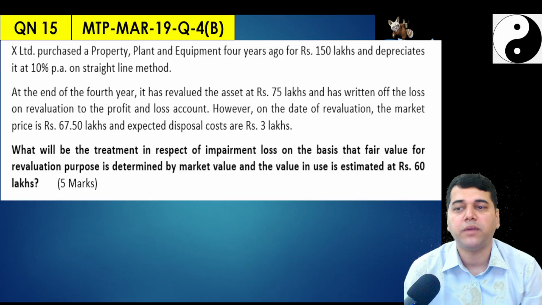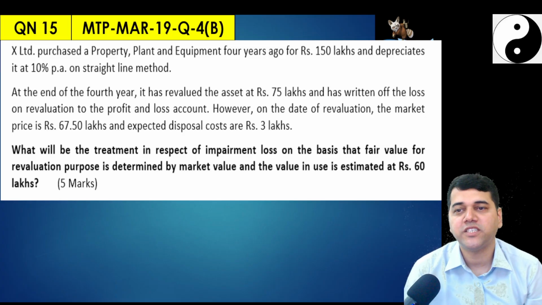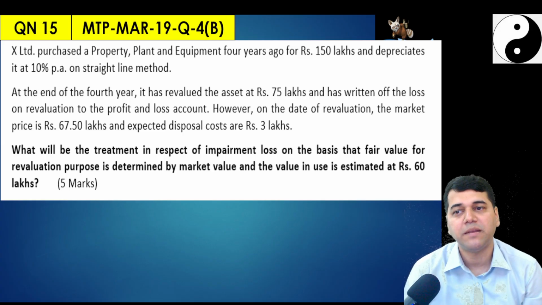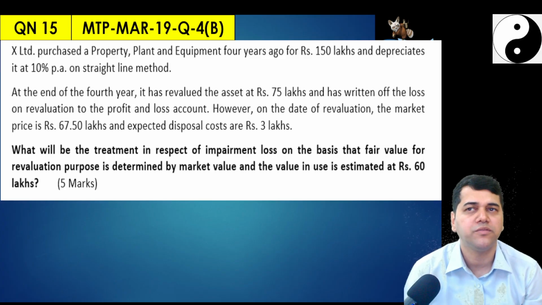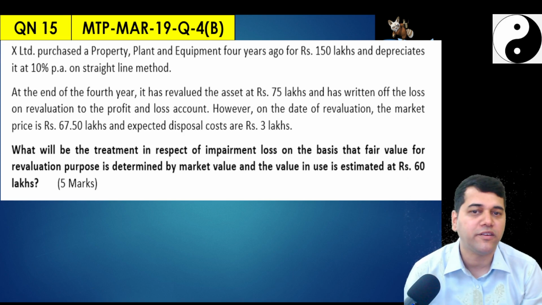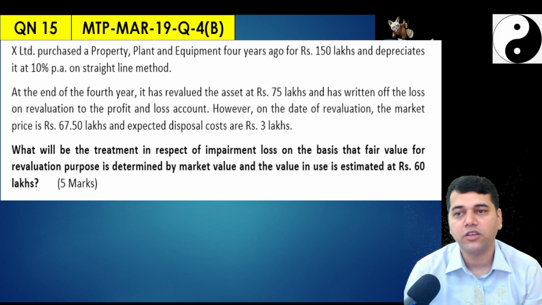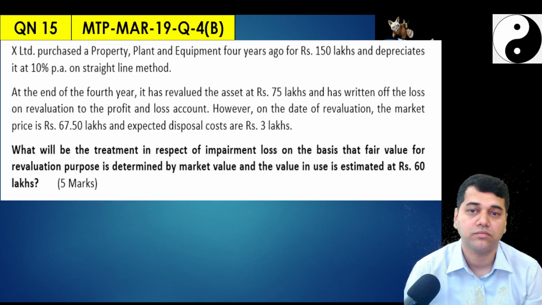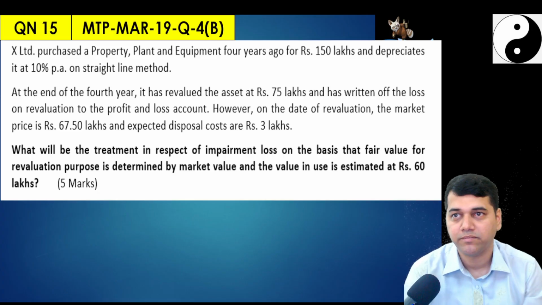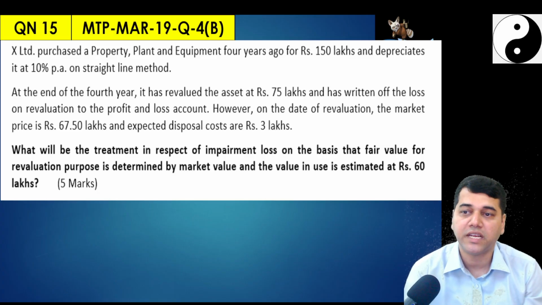This is for 5 marks. X purchased the property, plant and equipment 4 years ago at 150. Depreciates at 10% per annum on straight line basis. How much? 15 rupees every year. At the end of the 4th year, revalued the asset to 75 lakhs. Charge the loss on revaluation to the P&L account. Understood? Why? First time revaluation loss came. However, on the date of revaluation, the market price is 67.5 and expected disposal costs are 3 lakhs.